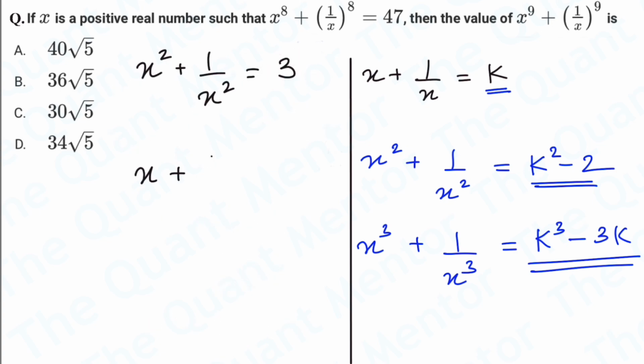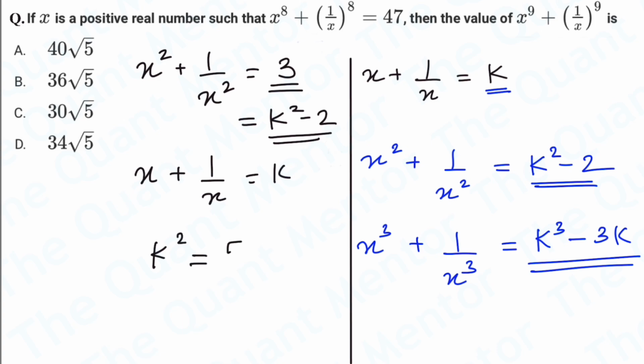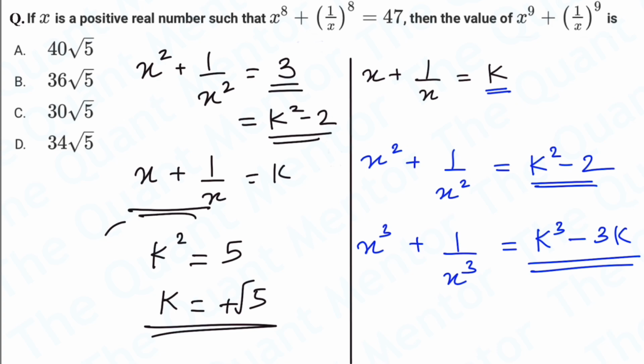When I take x plus 1 upon x as k, I know that x square plus 1 upon x square should be k square minus 2. And we know this k square minus 2 as 3. If k square minus 2 is 3, k square will be 3 plus 2, 5, or k will be root 5 in this case. So from here we can figure out x plus 1 upon x is equal to root 5. So now you realize all those complicated steps that we did become so simple in this particular case by the small formula that we have seen right now.